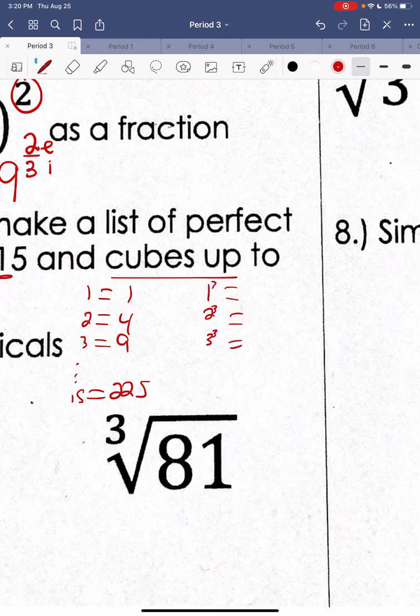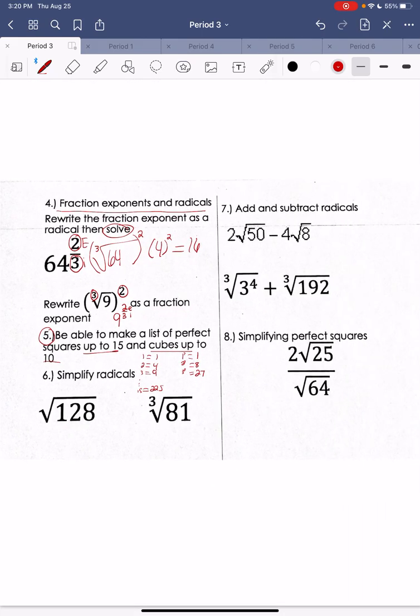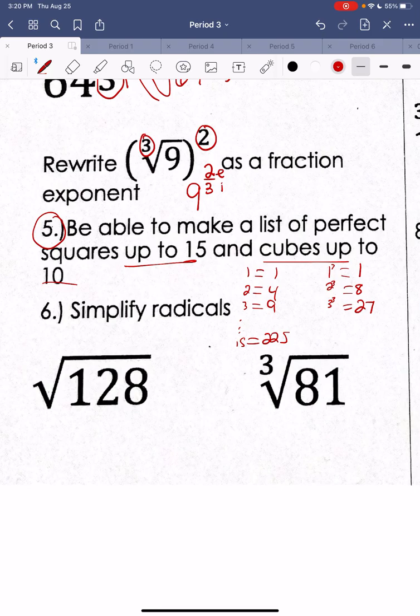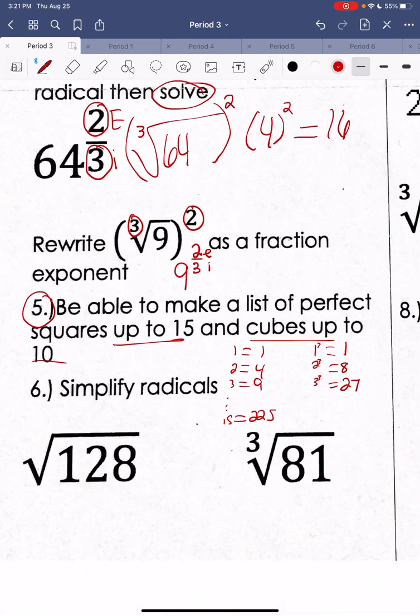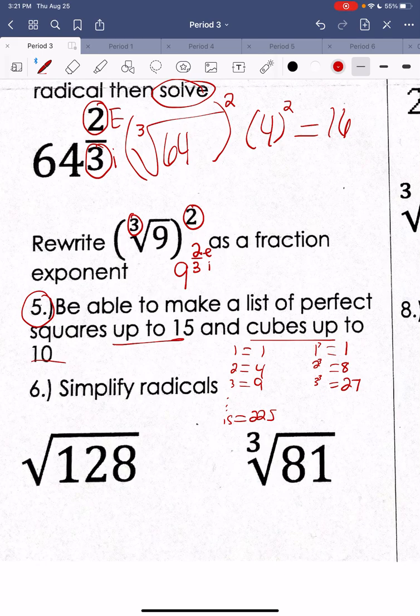1 times 1 times 1 is 1. 2 times 2 times 2 is 8. And 3 times 3 times 3 is 27. So the reason that that's going to be helpful is to answer problems like this one and to answer problems like these.